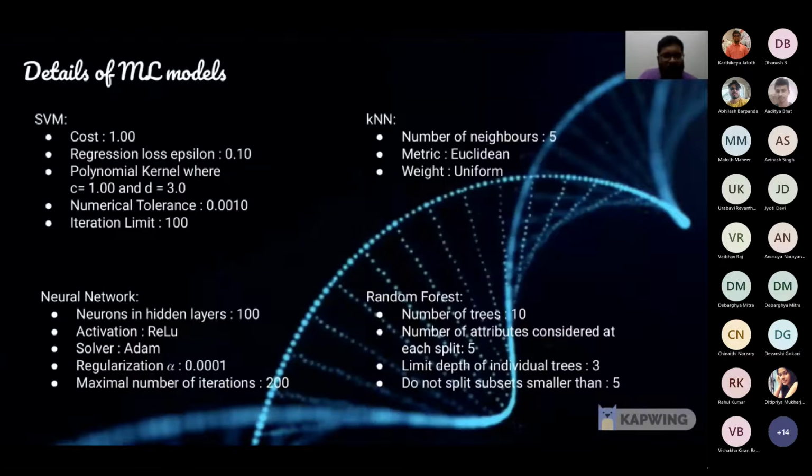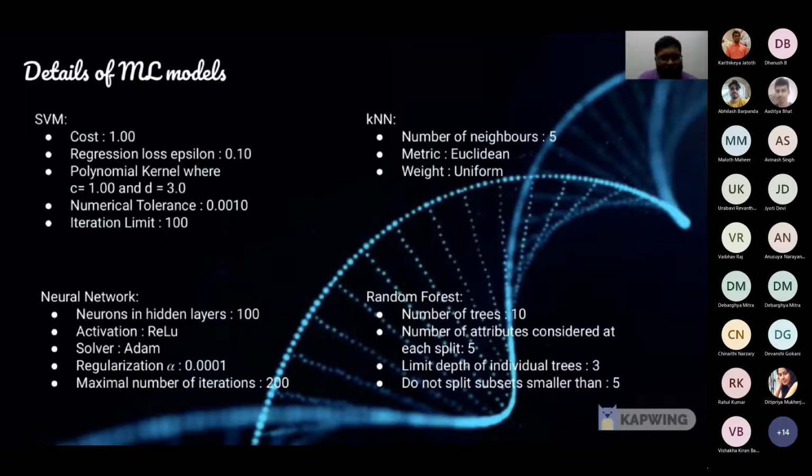Details of ML models used. SVM: cost is 1.00, regression loss epsilon is 0.10, polynomial kernel is used, where C is equal to 1.00 and d equal to 3.0. Numerical tolerance is 0.0010, iteration limit is 100. In KNN, number of neighbors is taken as 5, metric as Euclidean, weight as uniform.